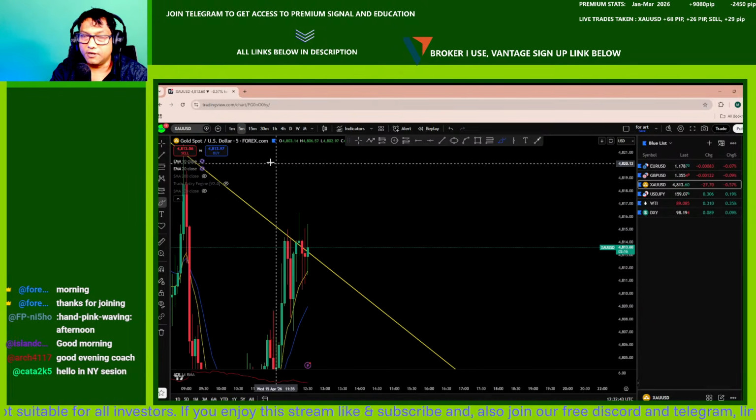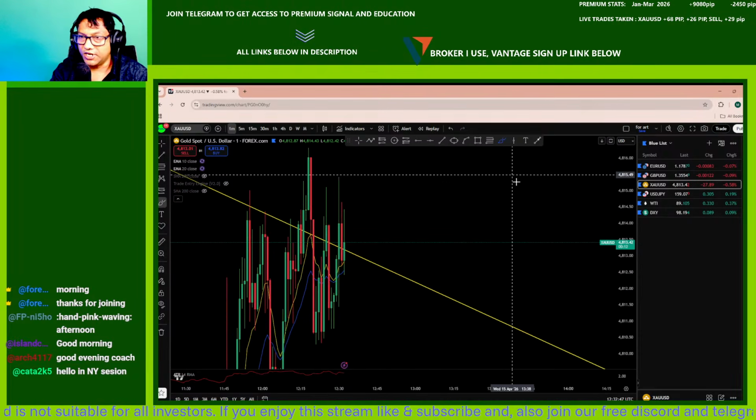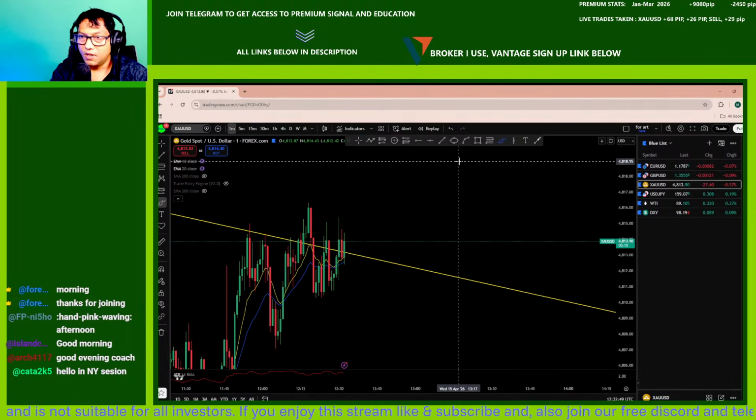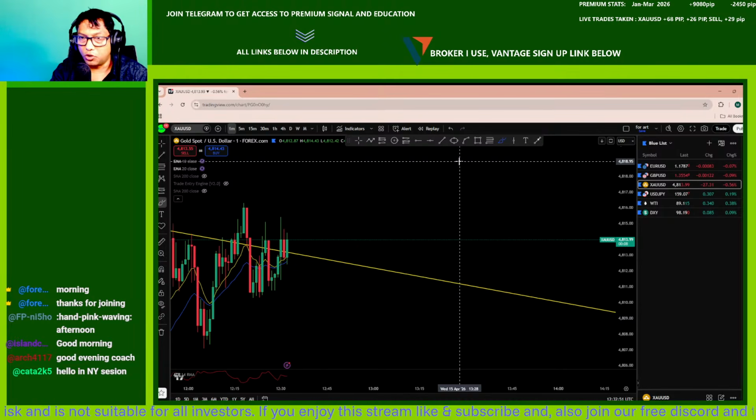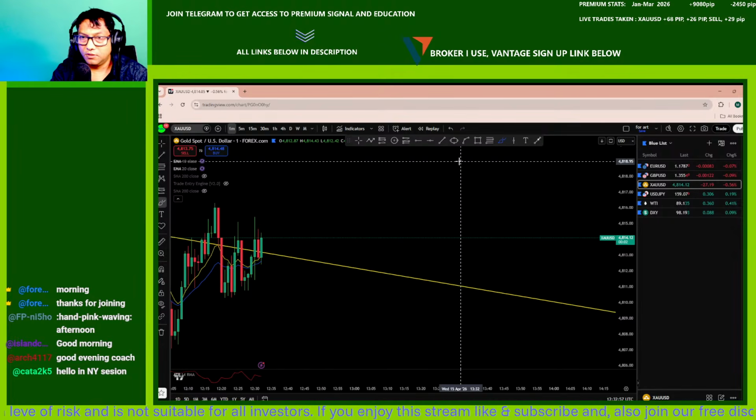If you look at here, the lower time frame price action is rejecting that level, and we're looking for a potential rejection below the support area here in that zone.